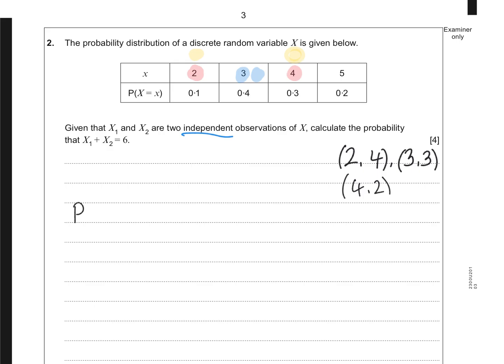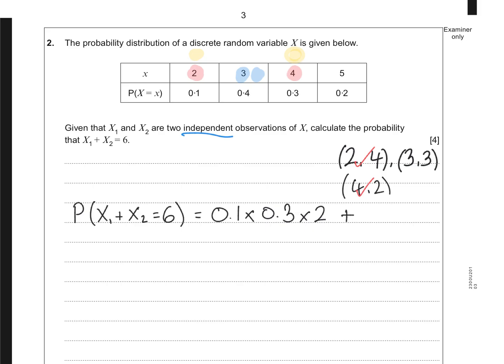So the probability of x1 plus x2 being equal to 6 is going to be, well, to get a 2 first, that happens that proportion of the time. Then to follow that up with a 4 is that. And you'll notice that a 4 and a 2 is just the other way around, so the probability doesn't change. So I'm just going to go ahead and double that straight away. So that is this one and this one taken care of.